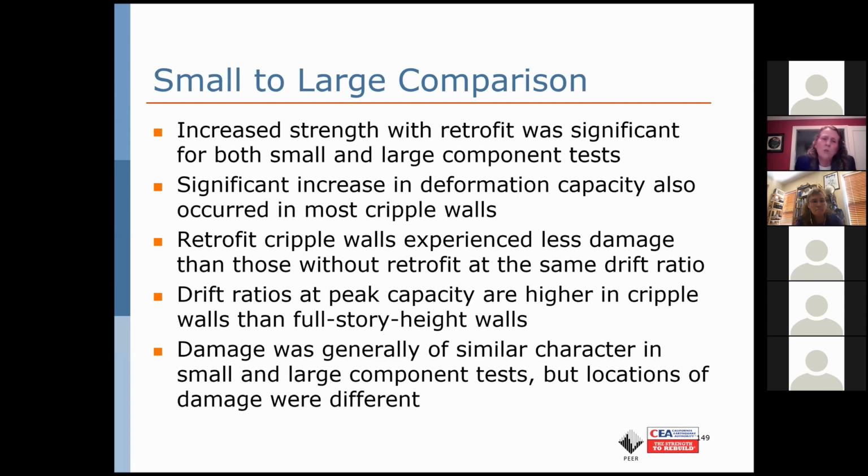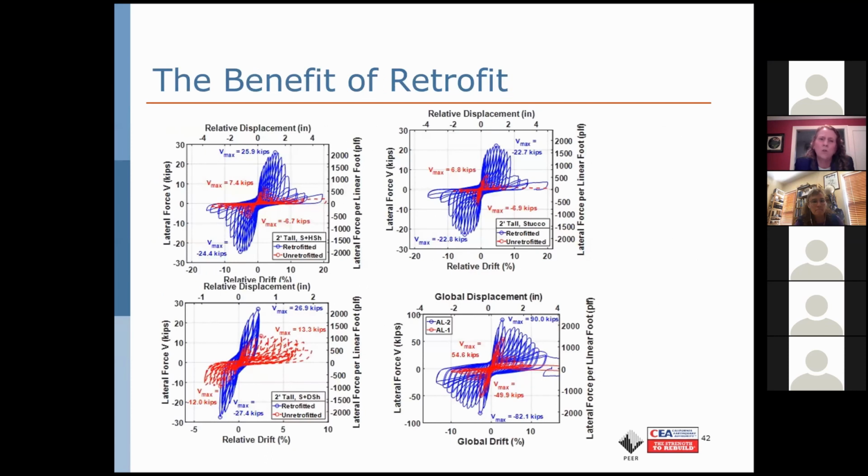The drift ratios at peak capacity are higher in cripple walls than full story walls. The drift ratios that we're seeing here are much, much higher than the kind of peak drift ratios we've seen in full wall tests below. The damage was generally similar in character, but the locations of damage changed between the small and large.